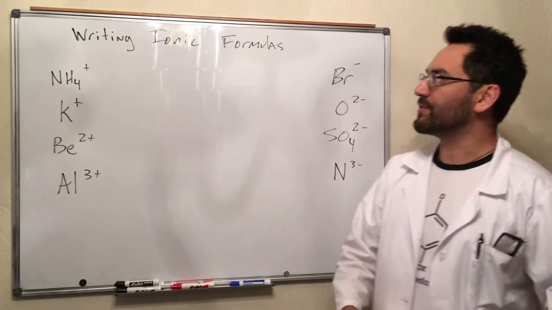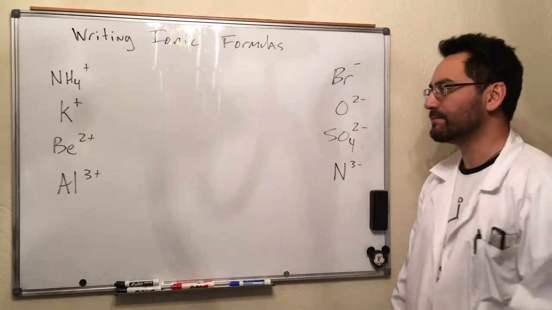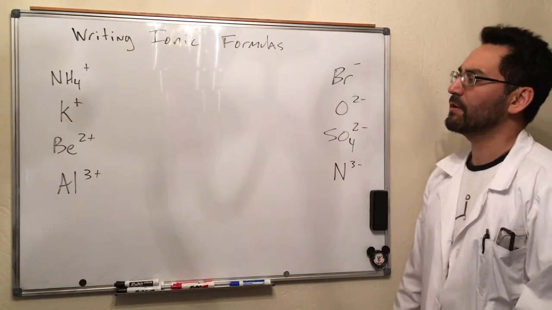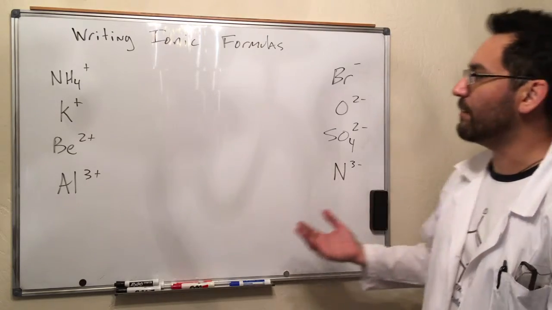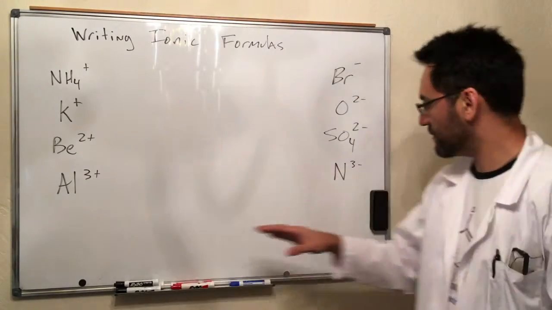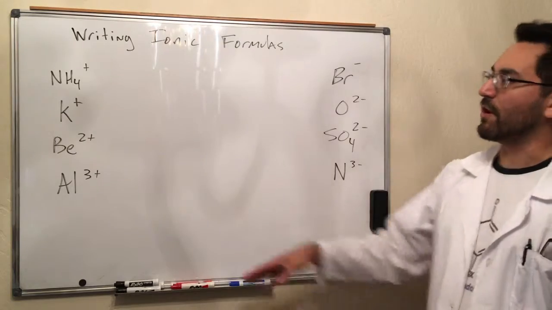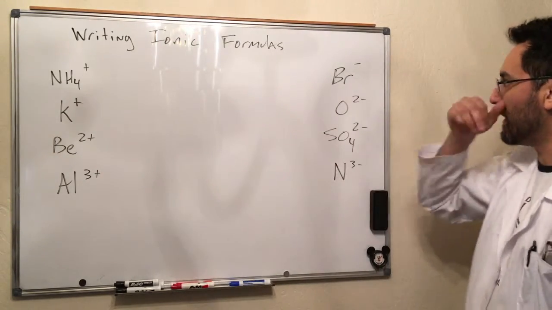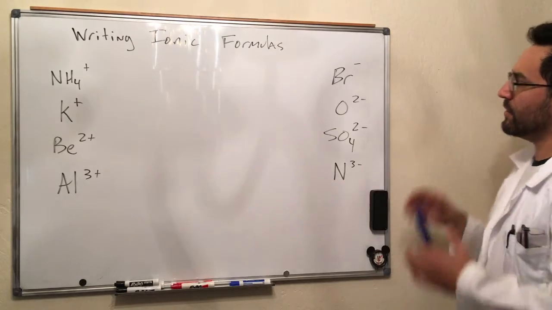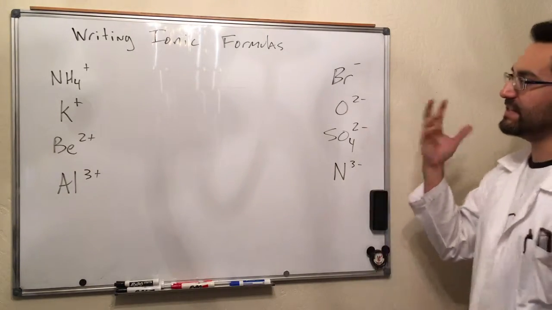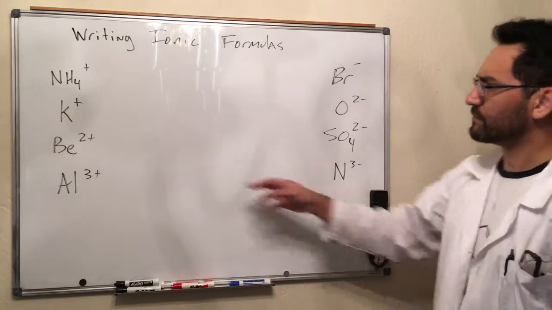In this video I want to write ionic formulas. And there's really two approaches to this. What we're doing is we're pairing up cations with anions, so our positively charged ions with our negatively charged ions. So you can either look at them and see how they pair up.